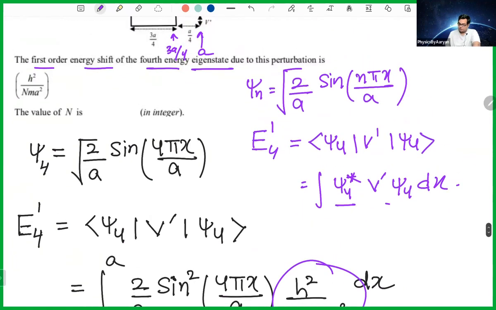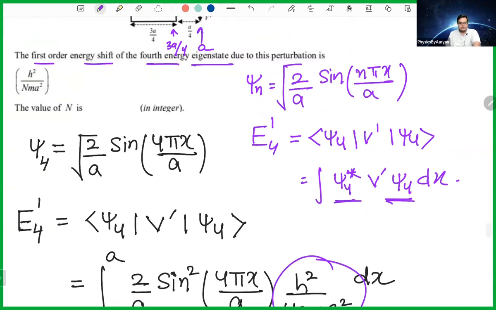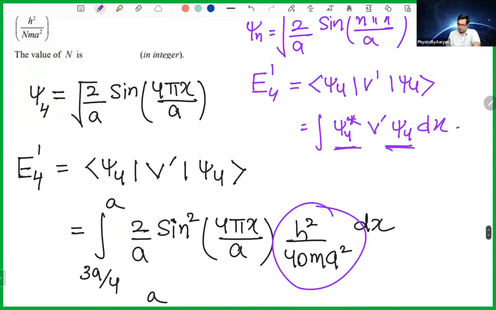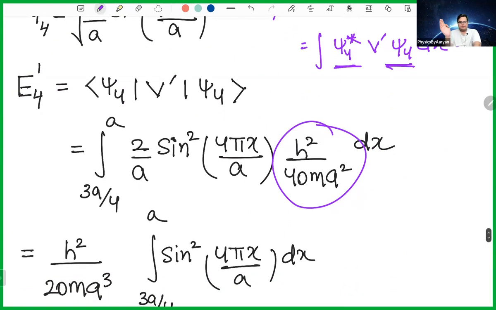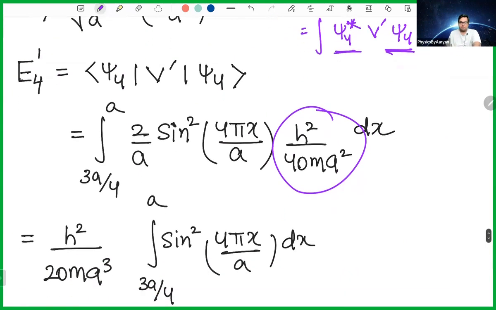And then you multiply phi 4 star and phi 4. Since phi 4 is a real function, phi 4 star and phi 4 are the same thing. Basically, if you take the complex conjugate of a real number, nothing changes. So if you multiply this with this, you just get a squared thing. So you get 2 by a into sine square 4 pi x by a. Take every common term outside, and then you take the integration.